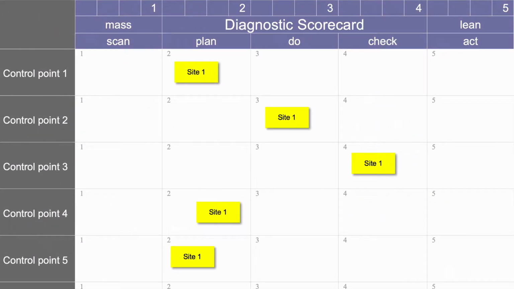For example, here's a diagnostic scorecard filled out for a single site. We see that for control point 1, the diagnostician has scored the site at level 2. Control point 2 has been scored at level 3, control point 3 at level 4, and control points 4 and 5 at level 2 again. We see the overall pattern by connecting the scores with a single line.